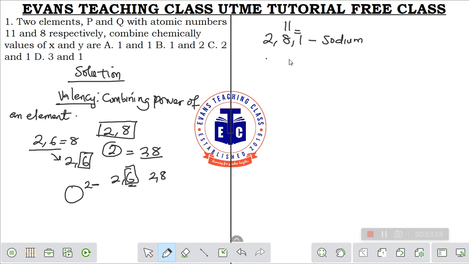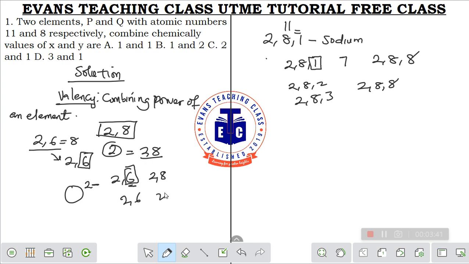But sodium is just 2,8,1. So it is easier for sodium to lose just 1 electron than to gain 7 to become 2,8,8. So sodium will prefer to lose electrons. In fact, magnesium and aluminium, the three of them, prefer to lose their electrons because they are not close to 8. But oxygen is already close to 8, at 2,6, so it remains just 2 for it to become 8. That's why oxygen gains electrons.